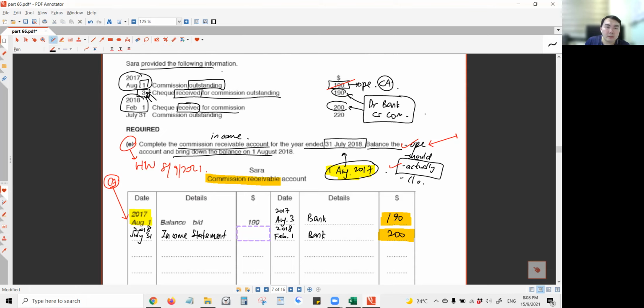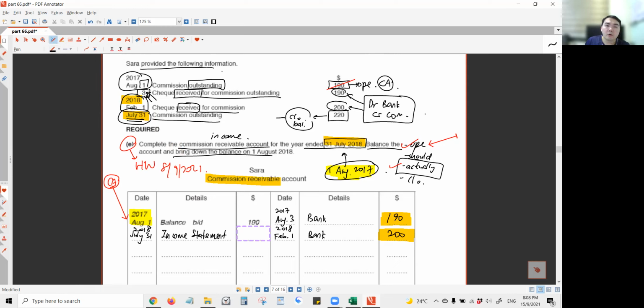One more sentence here. July 31st, 2018, commission outstanding, 220. So this is a closing balance, agree? How do I know? Due to the date. The date given here is 31st of July, 2018, which is the year end. So this is the closing balance.